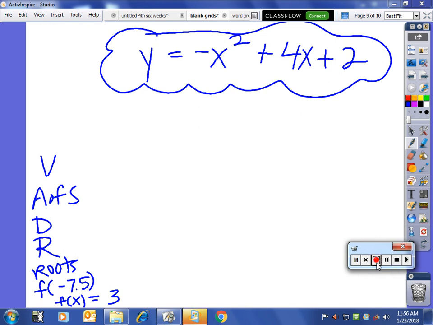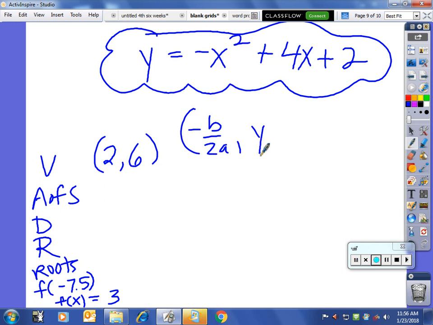What is the vertex? 2, 6. Can you get that just by counting on your calculator? No. You have got to do the opposite of b over 2a, and then you look at your t-chart to find the y that goes with it. Are we okay with 2, 6 as the vertex? All right, what's the axis of symmetry then? X equals 2.